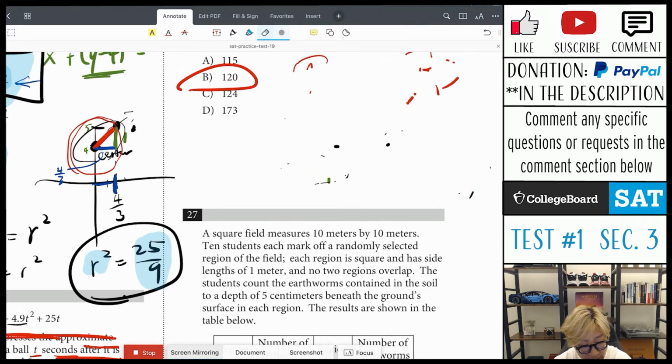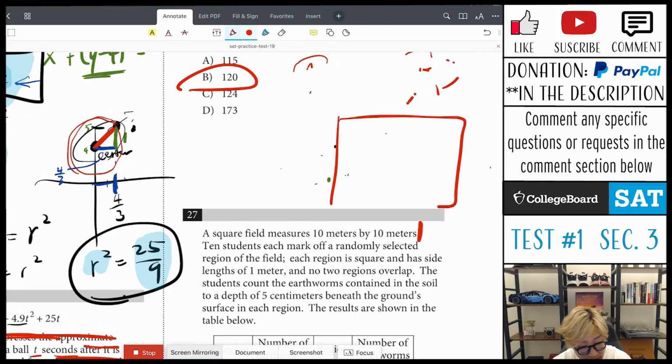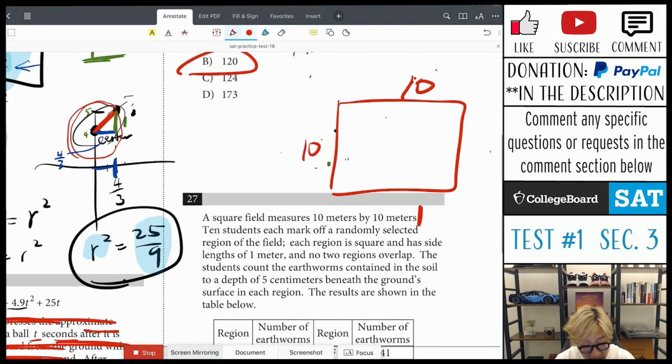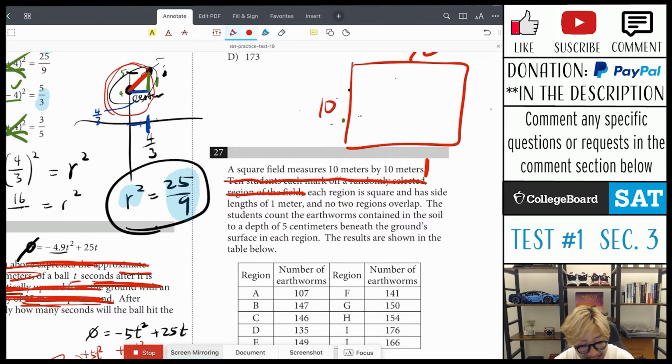A square field measures 10 meters by 10 meters. Cut. So stop reading. Mark something. Square, 10 meters by 10 meters. Okay. Let's erase a little more. All right. 10 students each mark off a randomly selected region of the field. Cool story, bro. I don't need that. Each region is a square and has side lengths of 1 meter.